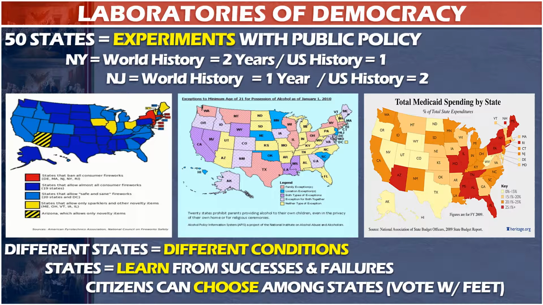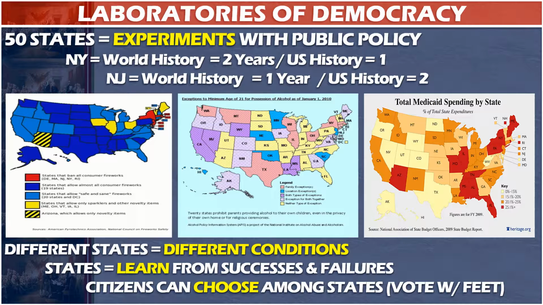So, laboratories of democracy. There are 50 states, and these allow for experiments with public policy. Now, some of these are relatively mundane and unimportant, but this leads to a lot of diversity. So in New York, most students do world history for 2 years in high school and U.S. history for 1 year. In New Jersey, they do 1 year of world history in the high school years, meaning grades 9 through 12, and they do 2 years of U.S. history. And that's where you can have variation between different states. This maybe is not that important, but different states can choose different things to emphasize, particularly how they teach history, but also how they teach science, where there's a lot of variation among states.